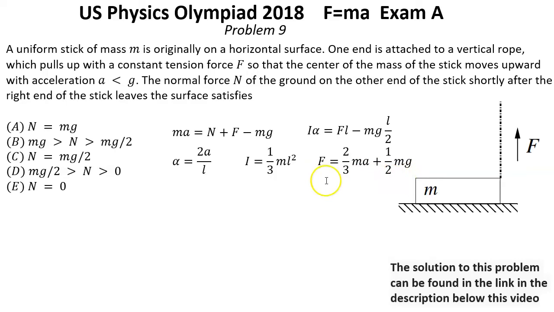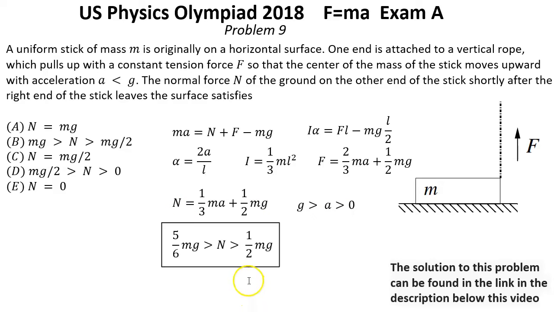And now we can exclude this F from the first equation, put it here, and find that normal force equal 1/3 ma plus 1/2 mg. And now, because we know inequalities for acceleration a, that it's greater than 0 but less than g, we finally can find what are the limits for normal force. That will be between 1/2 mg and 5/6 mg.